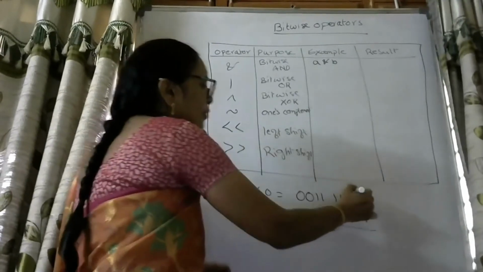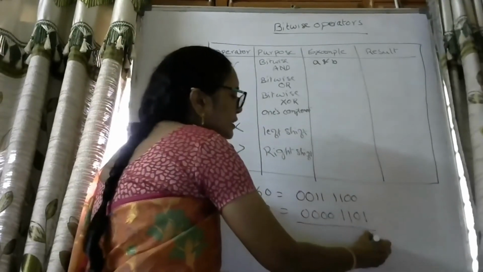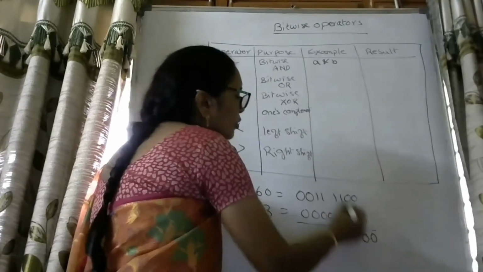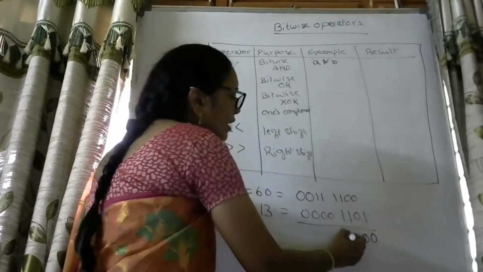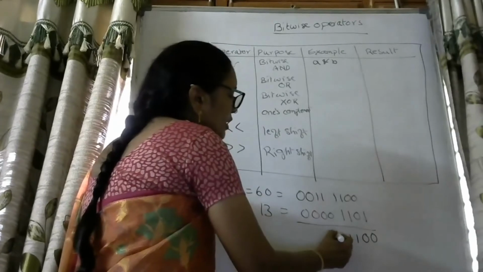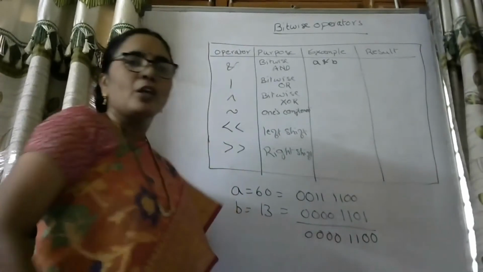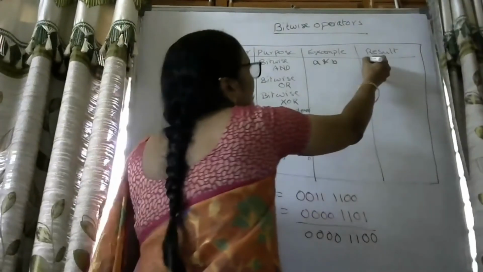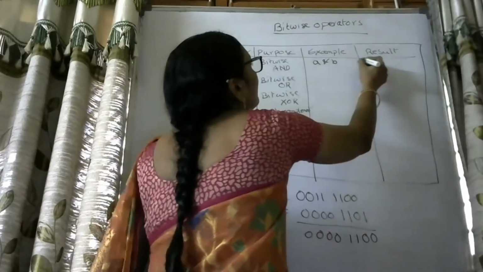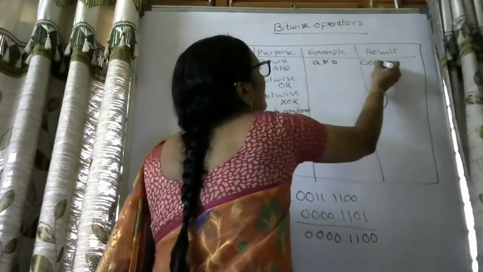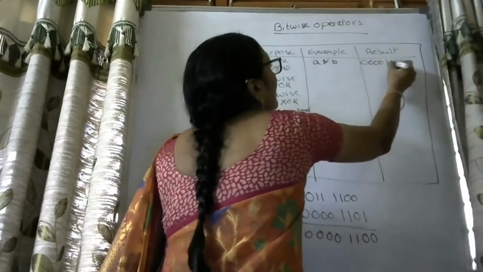If I try to perform, 0 and 1 is 0. 0 and 0 is 0. 1 and 1 is 1. 1 and 0 is 0. 0 and 0 is 0. So I am trying to copy the result as 4 zeros and 1100.